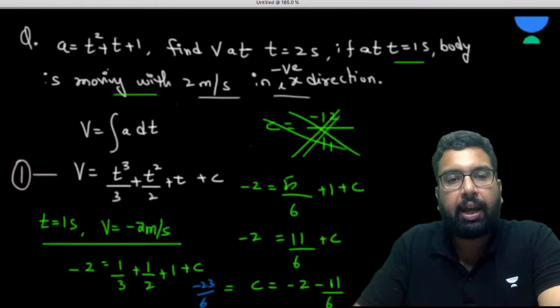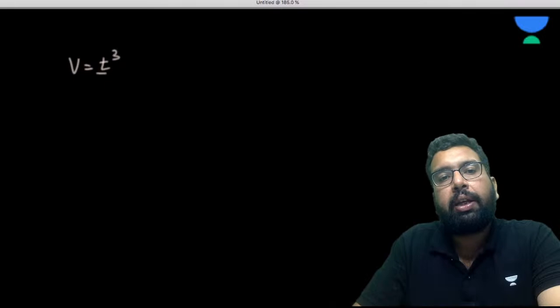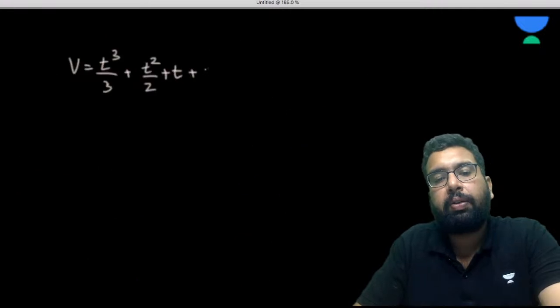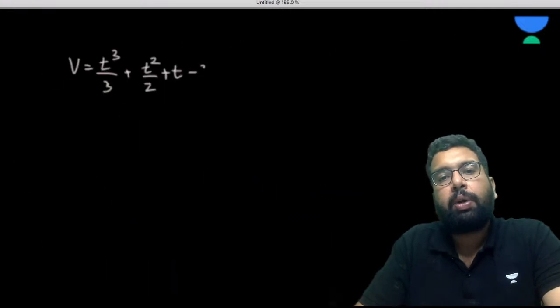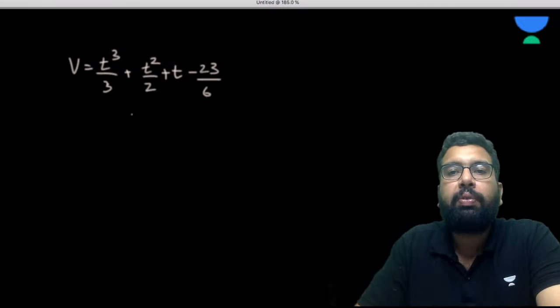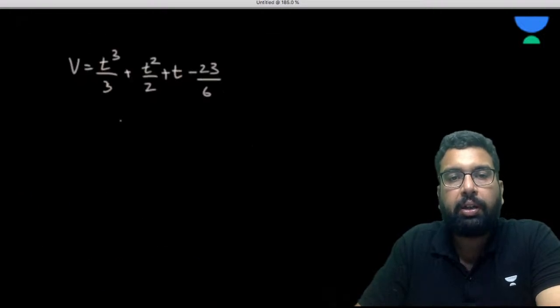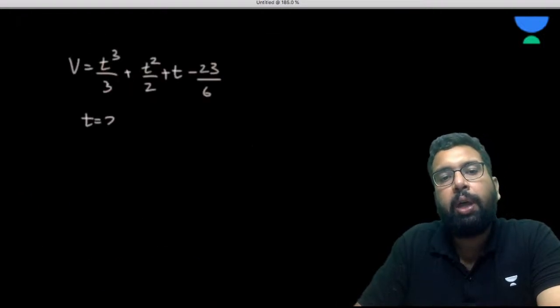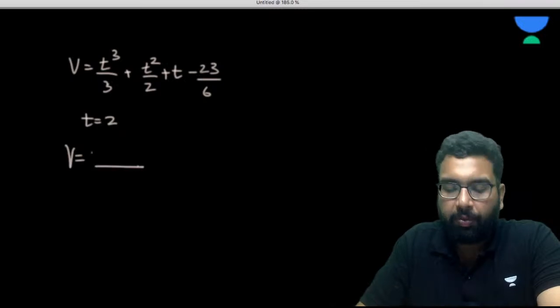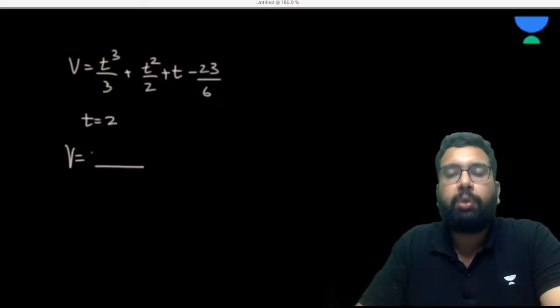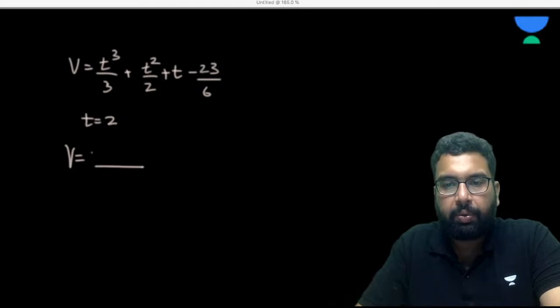When you put it back here, we'll have the function of v as t cube by 3 plus t square by 2 plus t plus c, where c is minus 23 by 6. What is given in the question? We want to find the velocity at t is equal to 2 seconds. So in this function, we can put t is equal to 2 and definitely get the velocity from here. Is it clear how we are using the integration in this? Yes or no? Please answer me.